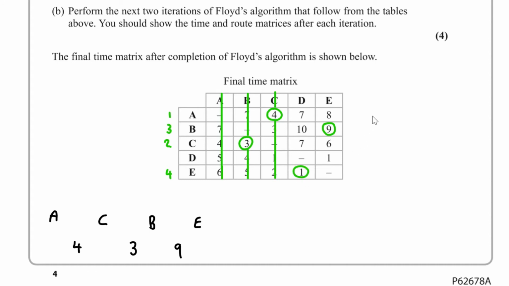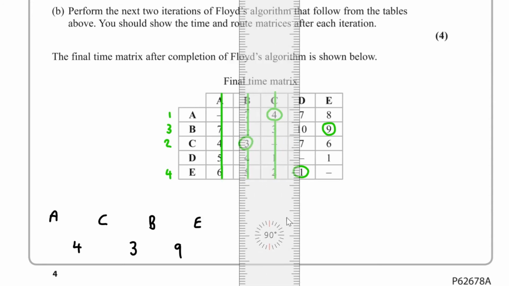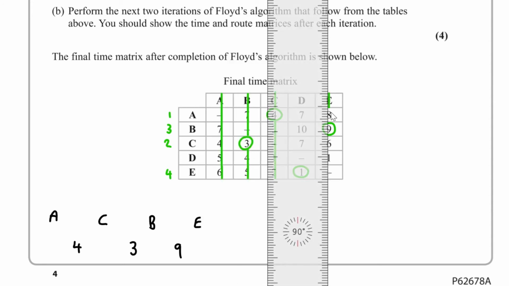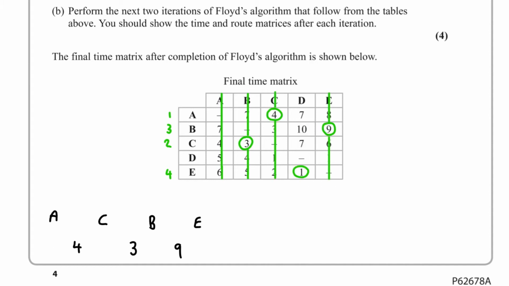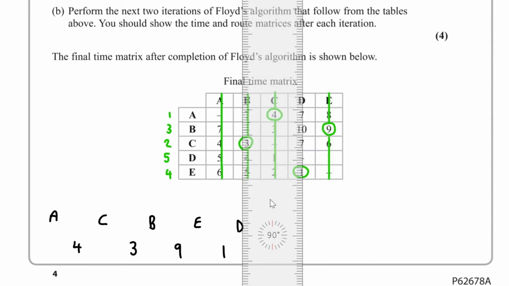So now let's delete E, and you can see here we've just gone to D. The weight is 1. So let's label D with a number 5. And now let's delete D.